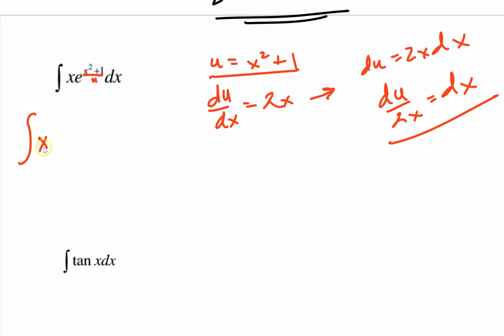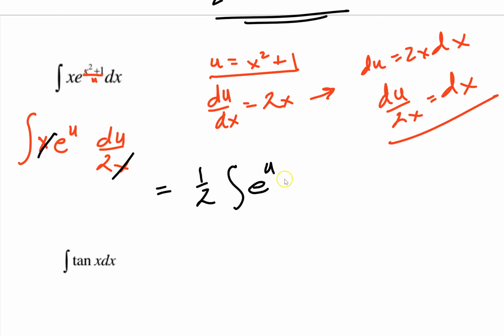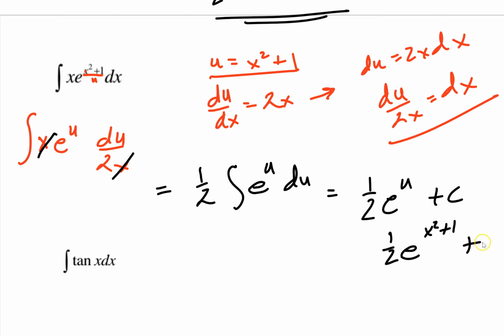So I'm gonna have x e to the u, and then instead of dx, I'm gonna have all of this, du over 2x. The x's cancel. Again, if you want, you can pull the 1/2 out. This makes life a little easier. And then we just integrate this. Integral of e to the u is e to the u plus c. Last thing, plug your u back in. 1/2 e to the (x squared plus 1) plus c.